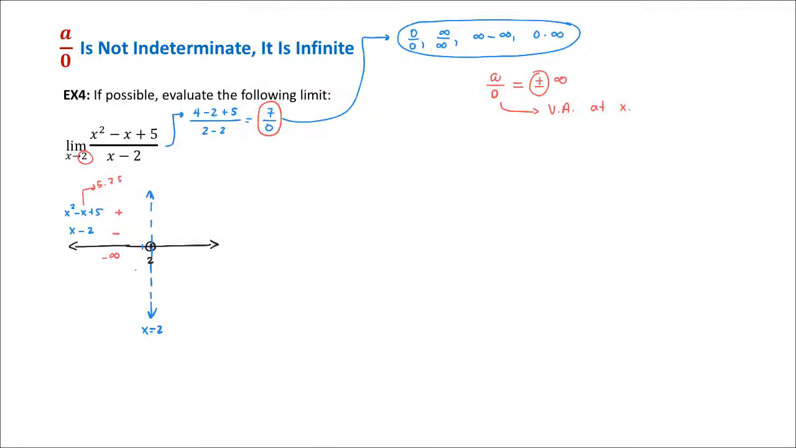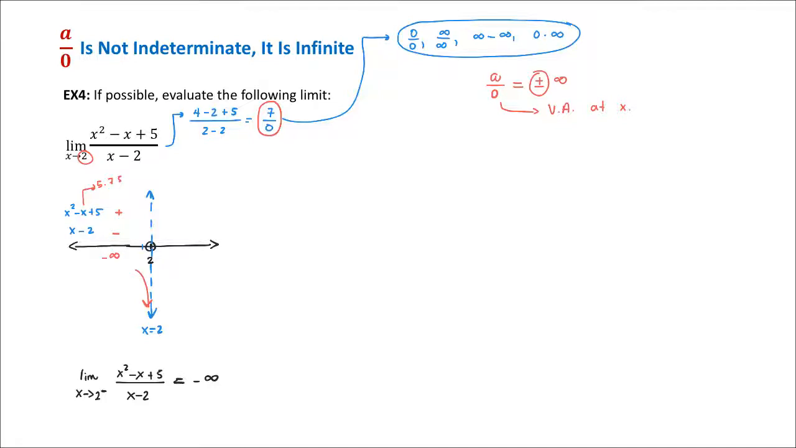That is telling me that the graph is going to be approaching negative infinity as x approaches 2 from the left. And I'm going to write that down as a conclusion here: the limit as x approaches 2 from the left of x squared minus x plus 5 divided by x minus 2 is equal to negative infinity.